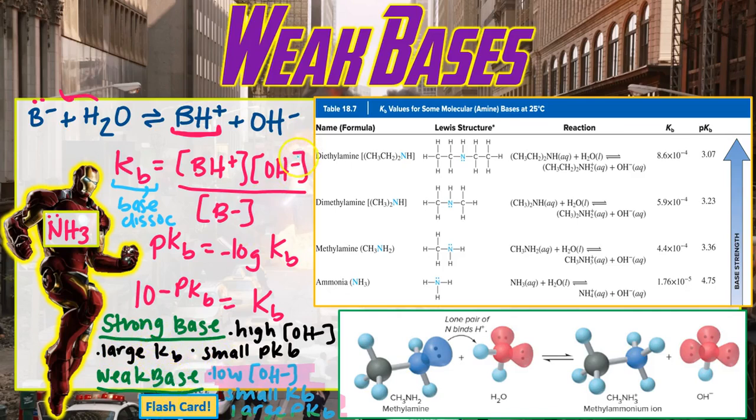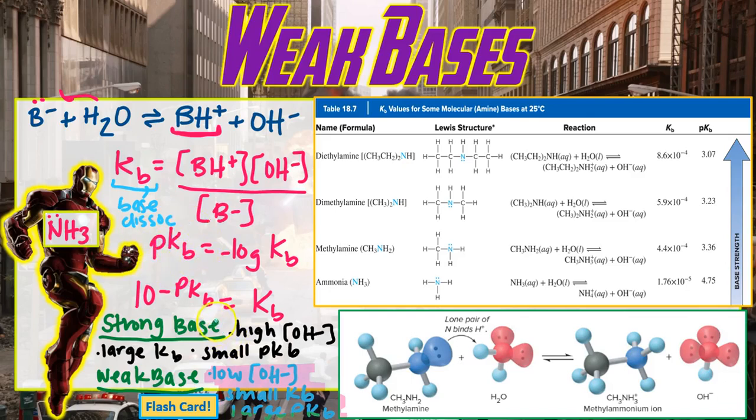We can do the same kind of trend and process with a weak base. A weak base, you're now going to have less of your products and more of your actual reactants. Therefore, you're going to have a lower amount of OH minus, you're going to have a smaller Kb value, and if you have a smaller Kb value, then you're going to end up having a larger pKb value.